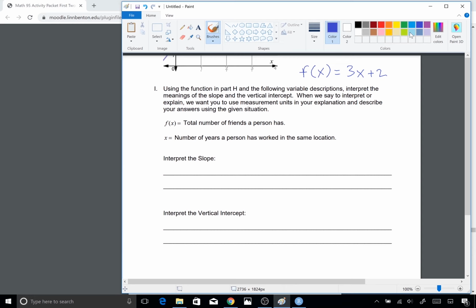Well, for every year you're there, you gain 3 friends. So the slope is the rate of change. It's the yearly rate at which you gain friends. For every 1 year you're there, you gain 3 friends. And the vertical intercept, if x is the number of years, then the y-intercept occurs at year 0. It's the number of friends you started with.